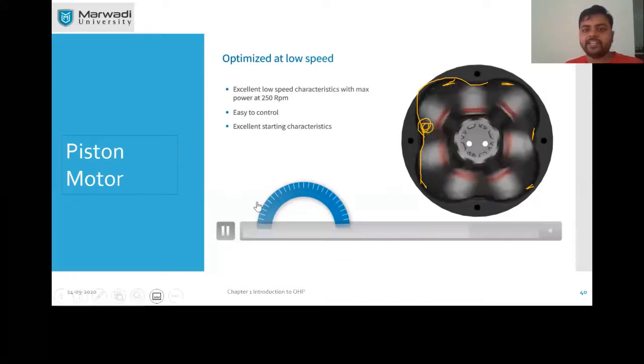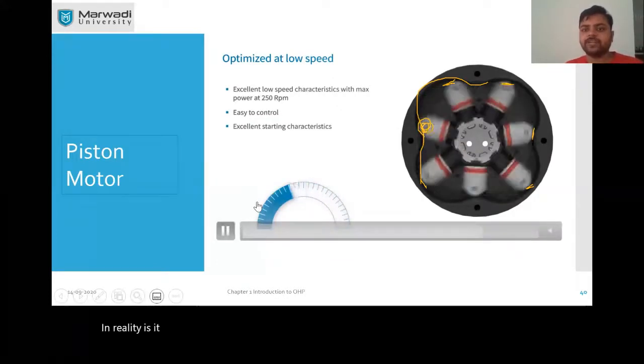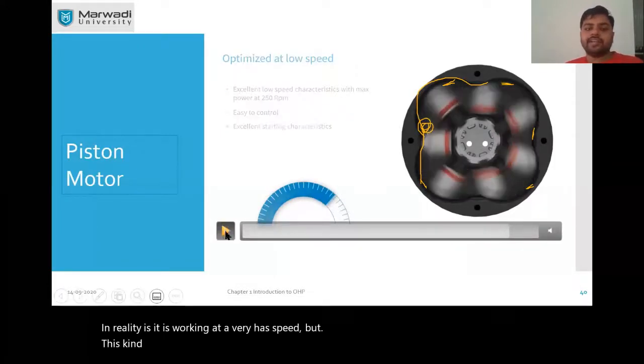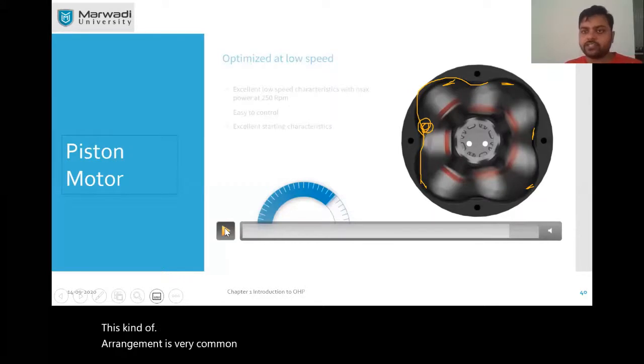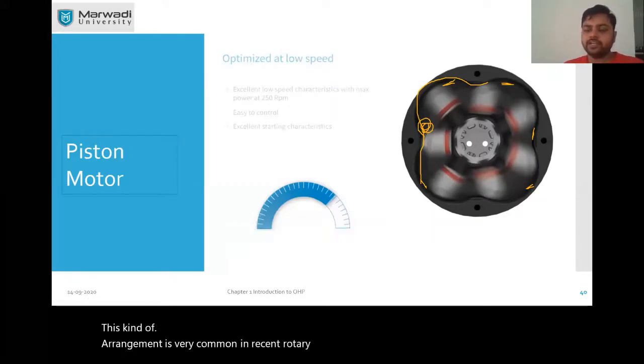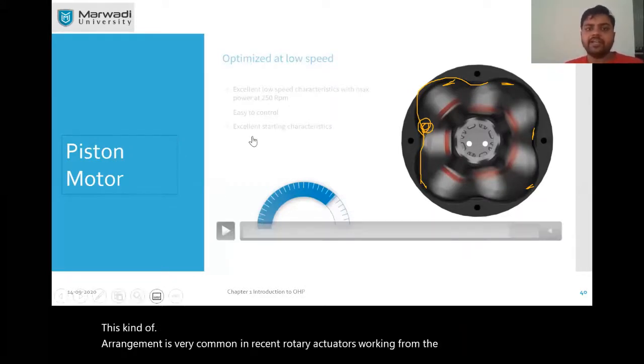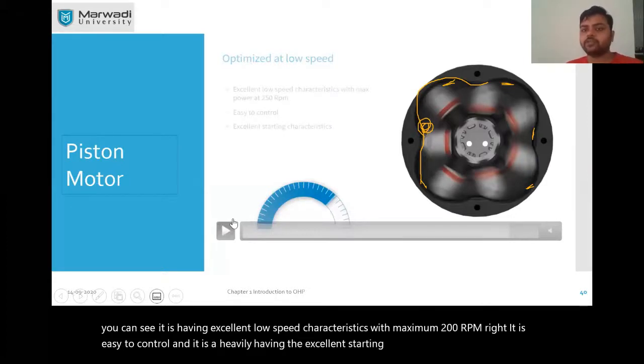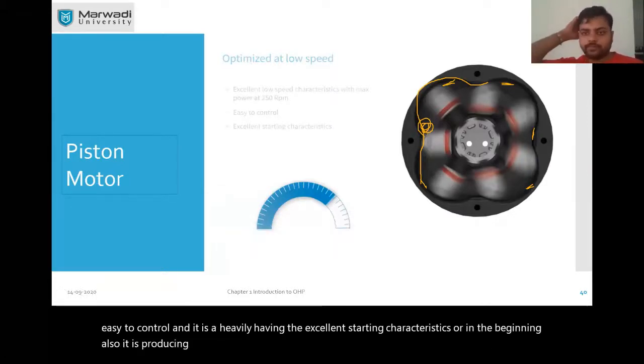In reality, it is working at a very fast speed, but this kind of arrangement is very common in recent rotary actuators, working from the pneumatic air, and you can see it has excellent low speed characteristics with a maximum of 200 rpm. It is easy to control and has excellent starting characteristics. So in the beginning also it is producing a good amount of torque.